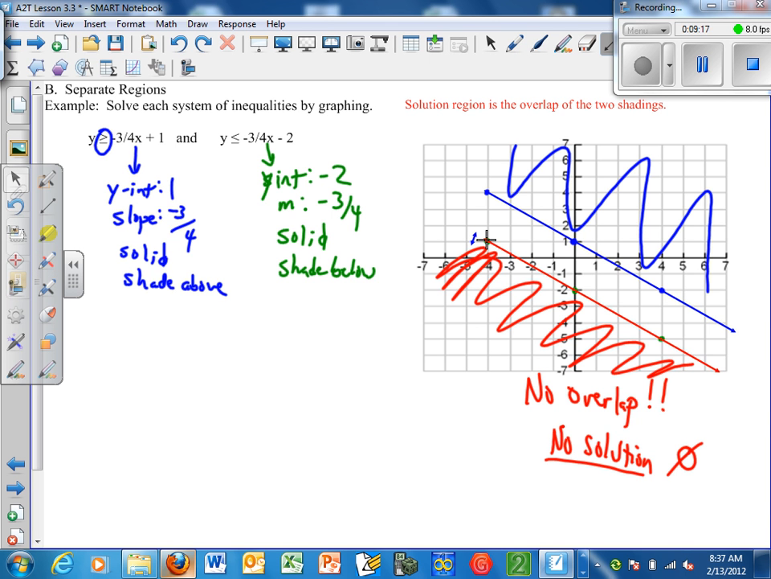Now, if I would have shaded above my red line and below the blue line, so if the symbols would have been the other way, then the overlap would have been between the two parallel lines. So just because you have parallel lines doesn't mean it's a no solution. It depends on where the shadings are. So that can happen where the solution region is in between them. So just make sure you pay attention to the signs very carefully.